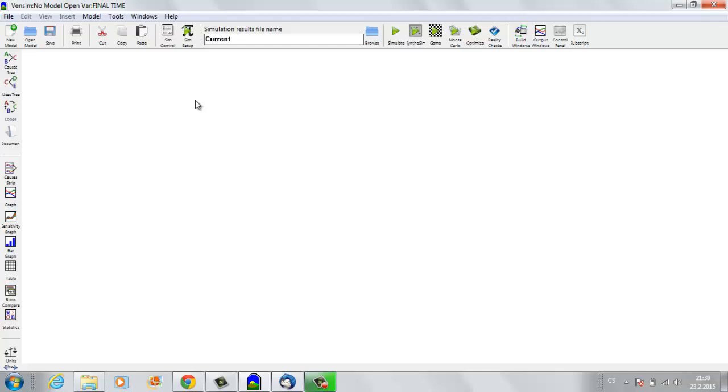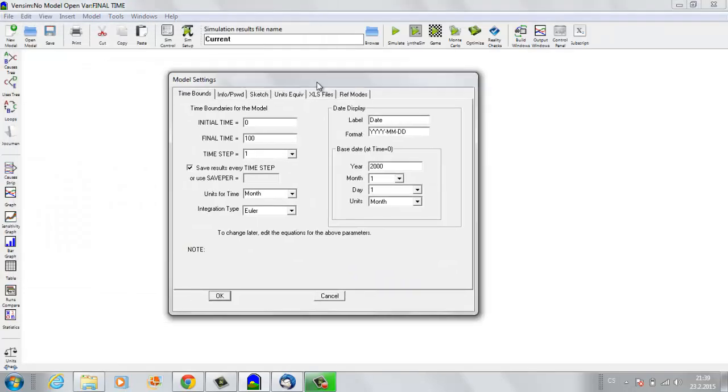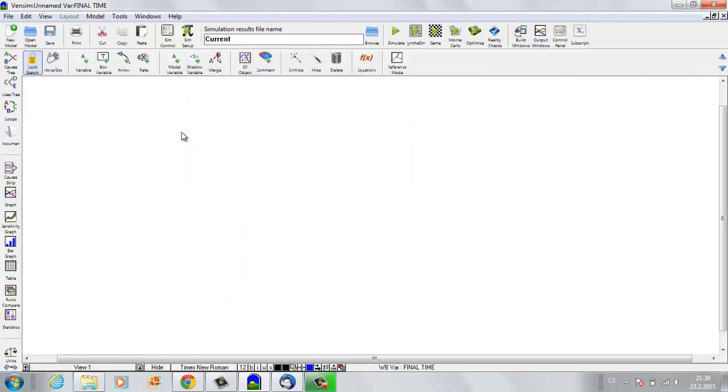Hello everybody. I'm going to show you a very simple model of population. I'm going to create a new model, and I would like to simulate 100 years. So I'm actually going to change units to years and keep the 100. And I'm going to simulate it on the population of the Czech Republic.